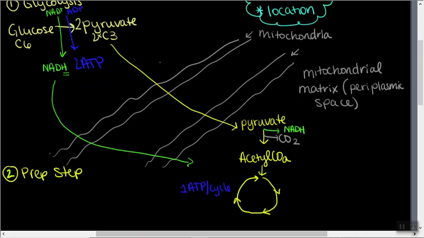We're also going to make NADH, our high energy reduced electron carrier. We're also going to make FADH2. That doesn't go too far. And we're also going to make a whole bunch of CO2.